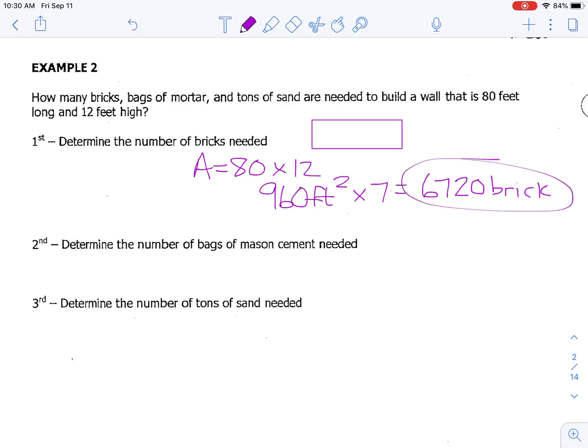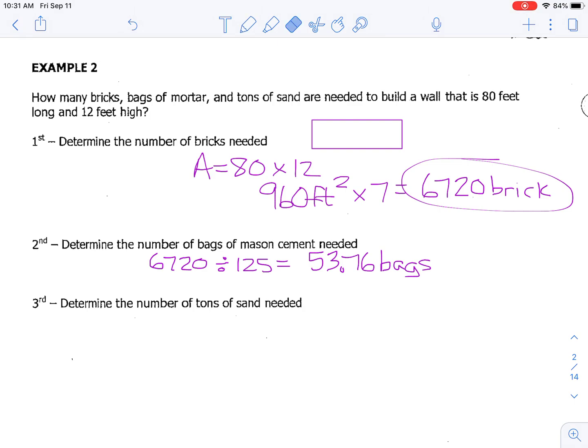Then our next rule of thumb for the masonry cement is that for every 125 brick, we would need an extra bag of masonry cement. So we're going to divide those. And I get 53.76 bags. Can I order part of a bag? No, I cannot. I have to order the next full bag. I'd have to order 54 bags of masonry cement.